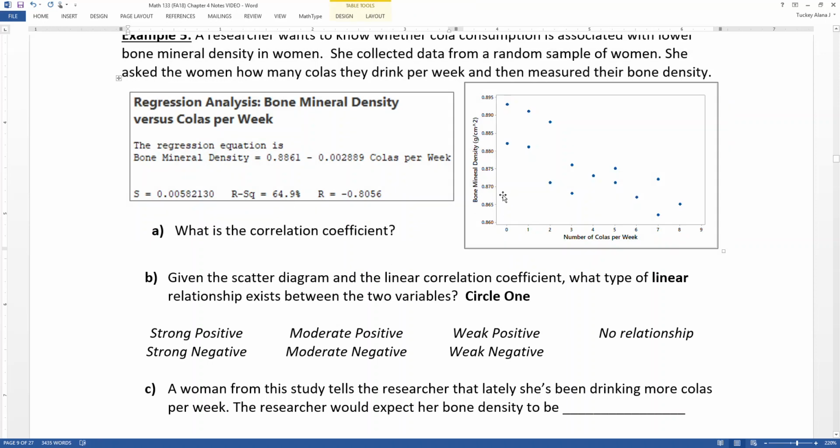So I've drawn the scatter diagram. You can see the number of colas per week is our x. It's on the x-axis. So that's our explanatory variable. The bone mineral density is our y. So that's the response variable.